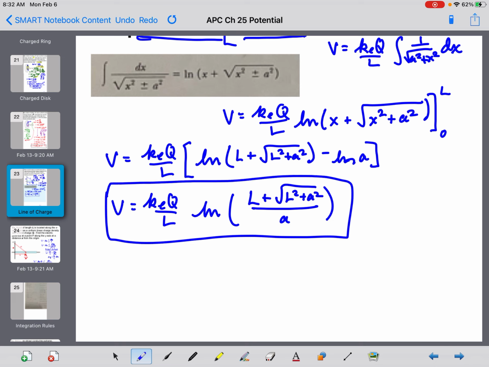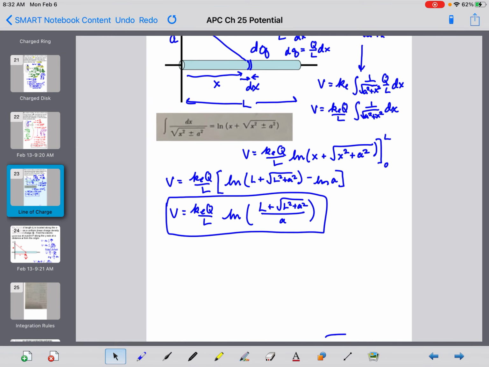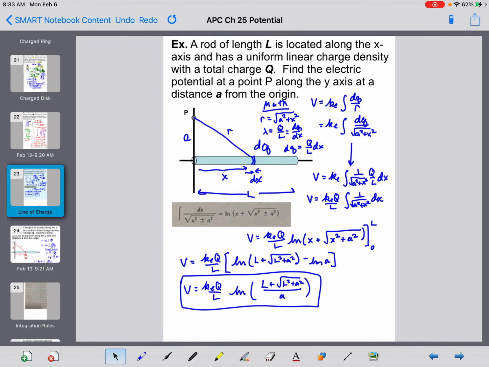So this applies for a situation where you are above one end of a line of charge that extends out in one direction. Now, you can generalize that. If your line of charge goes in both directions, you have the ability to do two lines of charge or to mess around with these endpoints of integration.